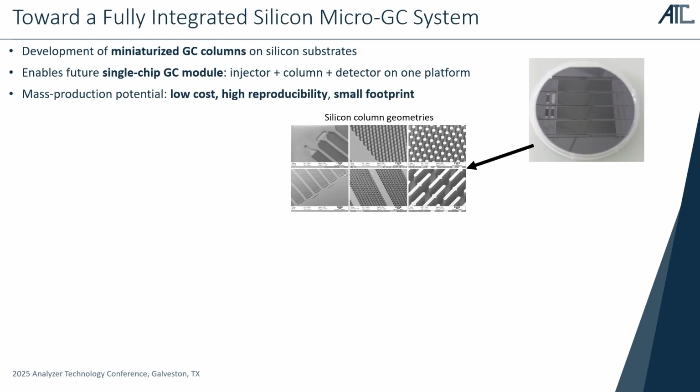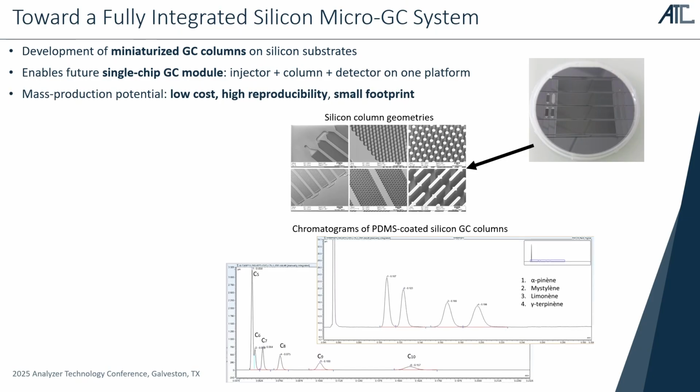Just one word before I finish about silicon columns. Well, this is still in development for the company, but this is also the future for us. So silicon columns are structures, geometries that are built on top of silicon wafers in order to have behavior close to packed columns. And once you start putting coating on these structures, you have a level of separation.